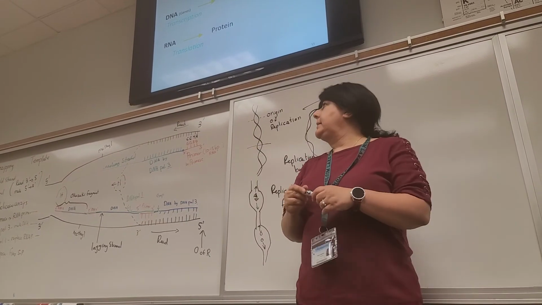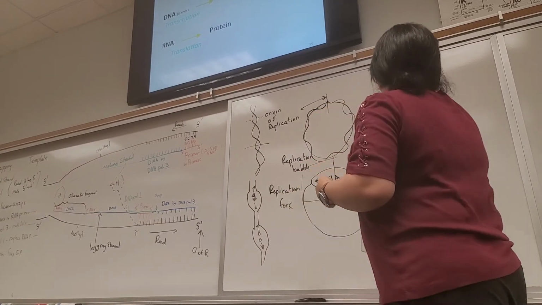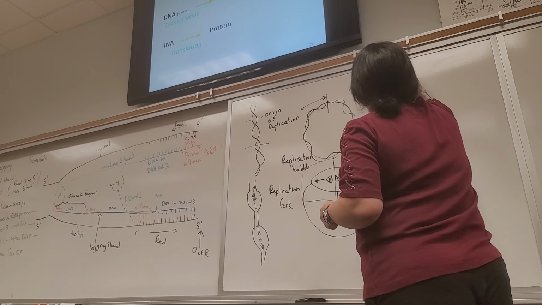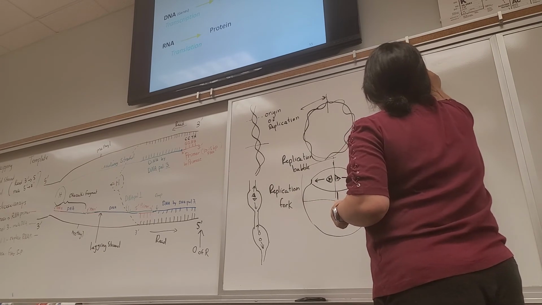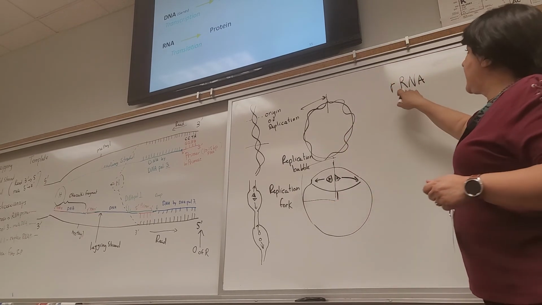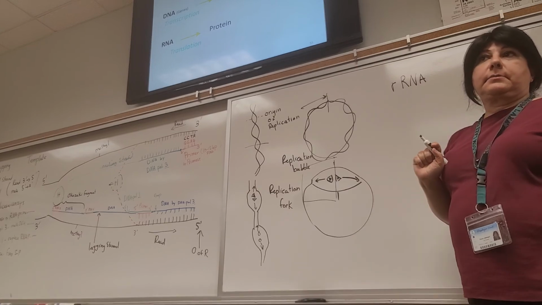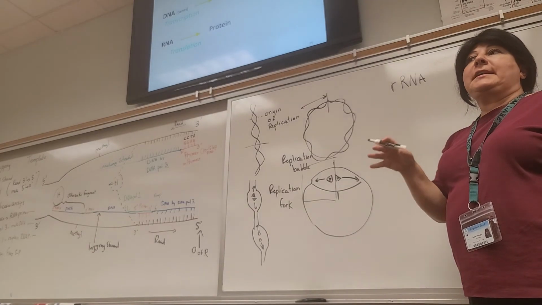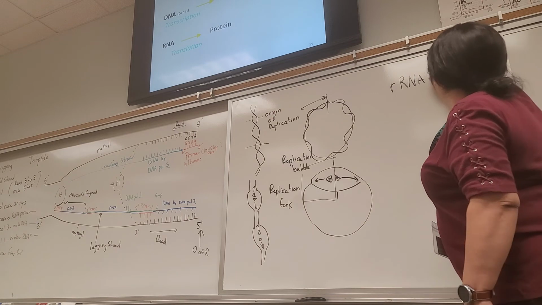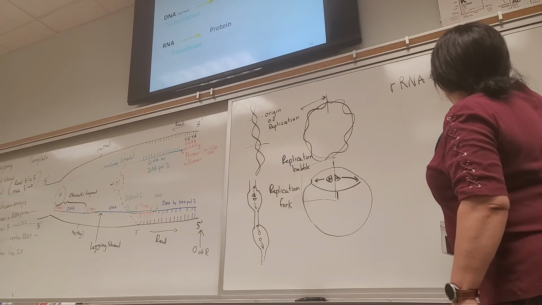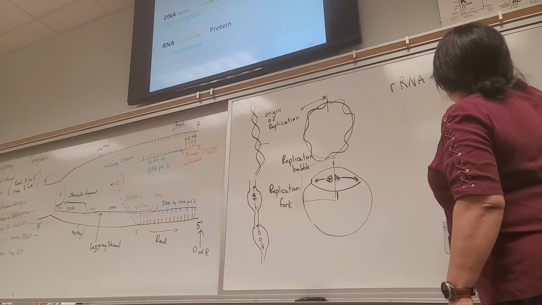that are involved in this process. We have rRNA or ribosomal RNA. That's part of ribosomes. So rRNAs with a group of proteins come together and they make your ribosomes.